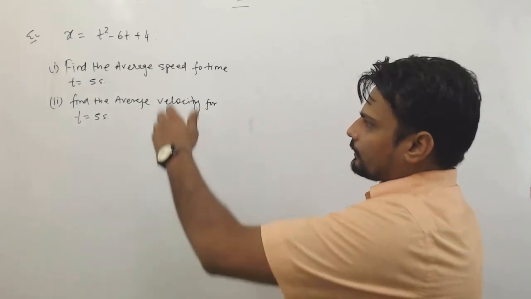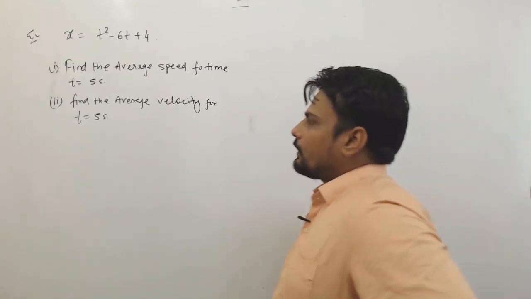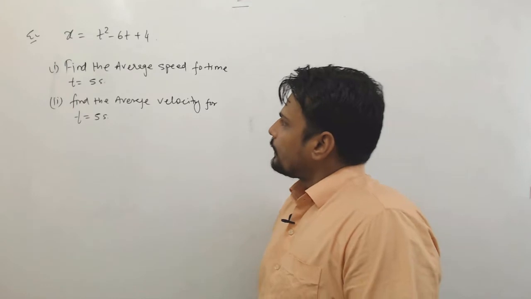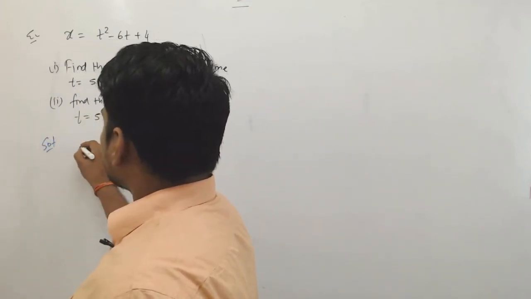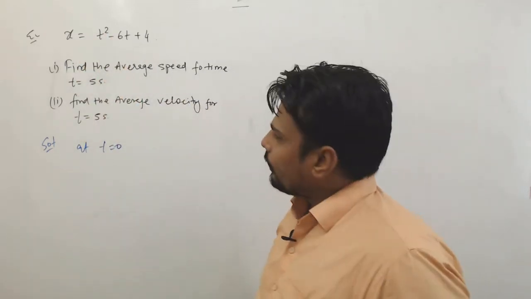So first of all, I know that the displacement or position is a function of time. So I can easily find the velocity. I can also find the acceleration with the help of the concept of differentiation. Haan ji. So first of all, let's figure out its position at time t is equals to 0. At time t is equals to 0, what should be the value of the position of the object?